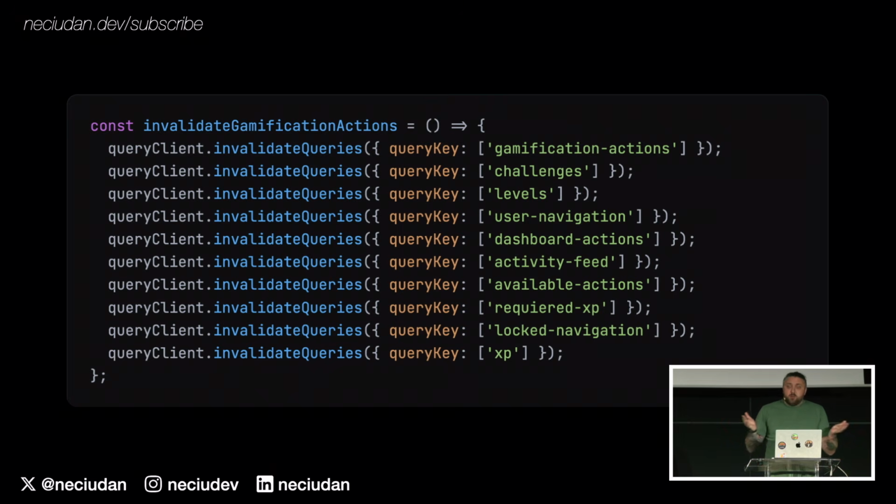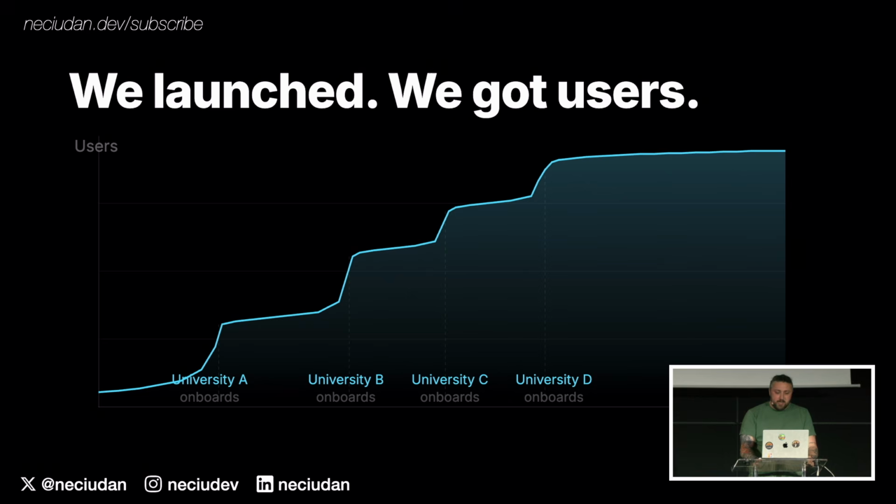And the problem was it worked. React Query did its job. Data was always fresh. UI always up to date. If we saw something that was stale, we just added another invalidate queries. And by the time we realized something was off, it was kind of too late.